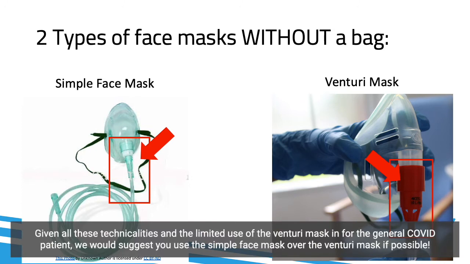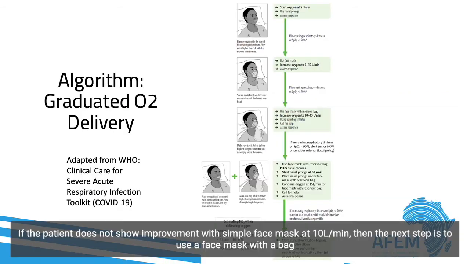Now, given all these technicalities and the limited use of the Venturi mask in the general COVID patient, we would suggest that you use the simple face mask over the Venturi mask where possible. If the patient does not show an improvement with the simple face mask set at 10 liters per minute, then the next step is to use a face mask with a bag.